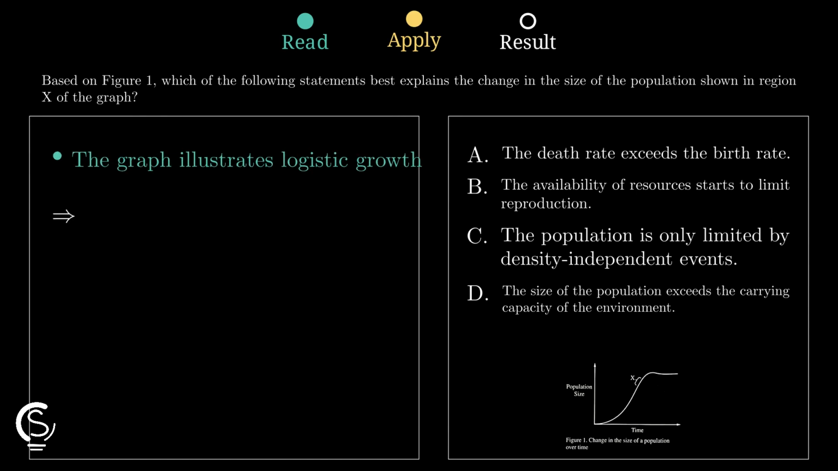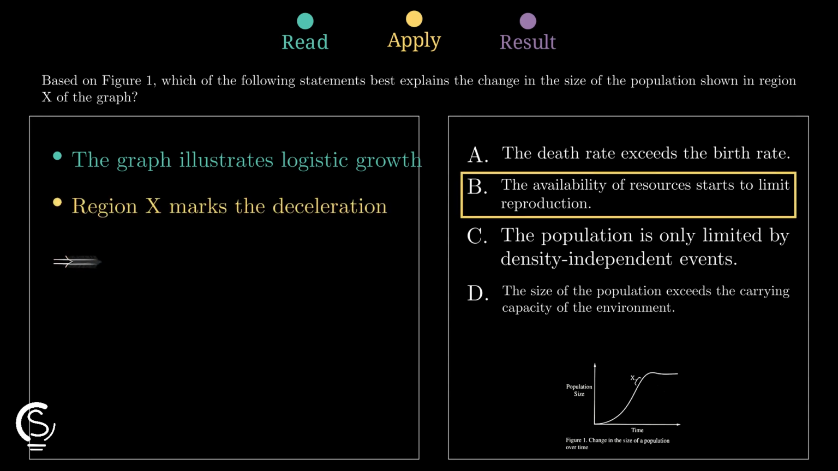Notice how the curve begins to flatten out here. This deceleration happens because the environment can no longer support unlimited growth for the entire group. Finally, limited resources like food and space restrict reproduction rates. This makes option B the only logical choice for our final answer.